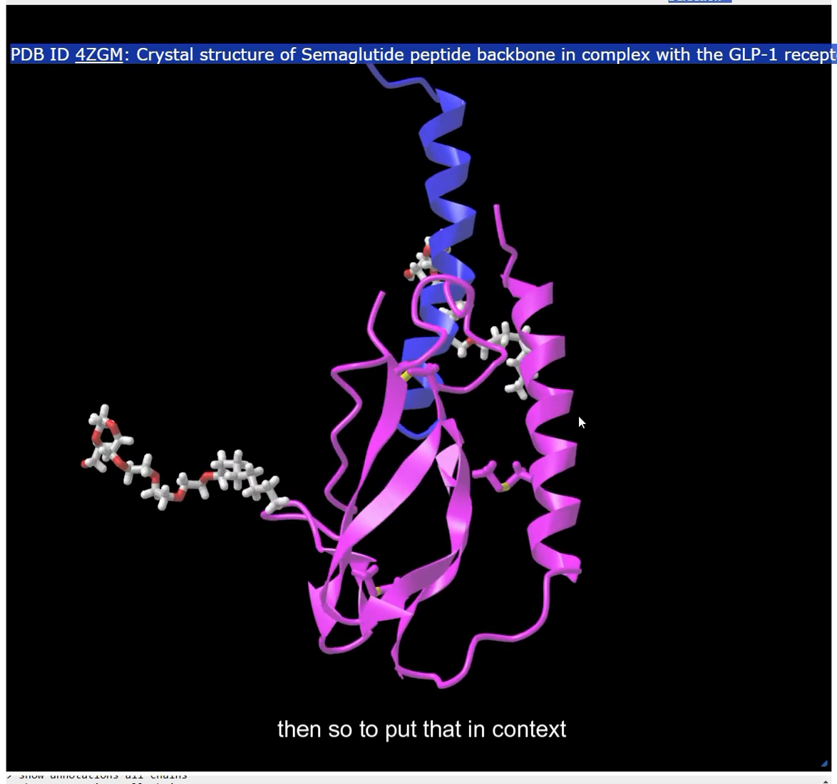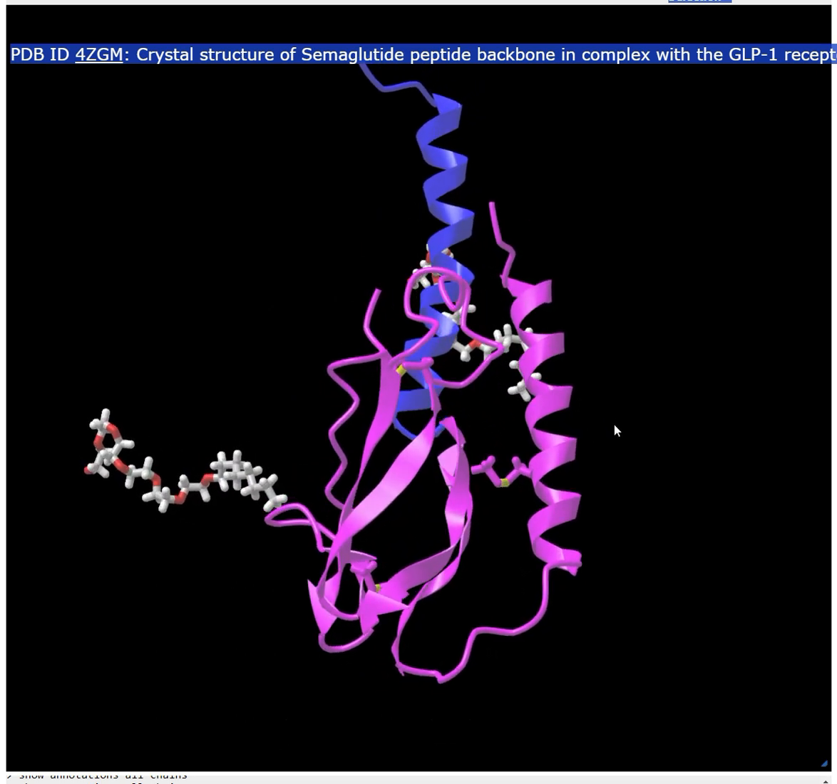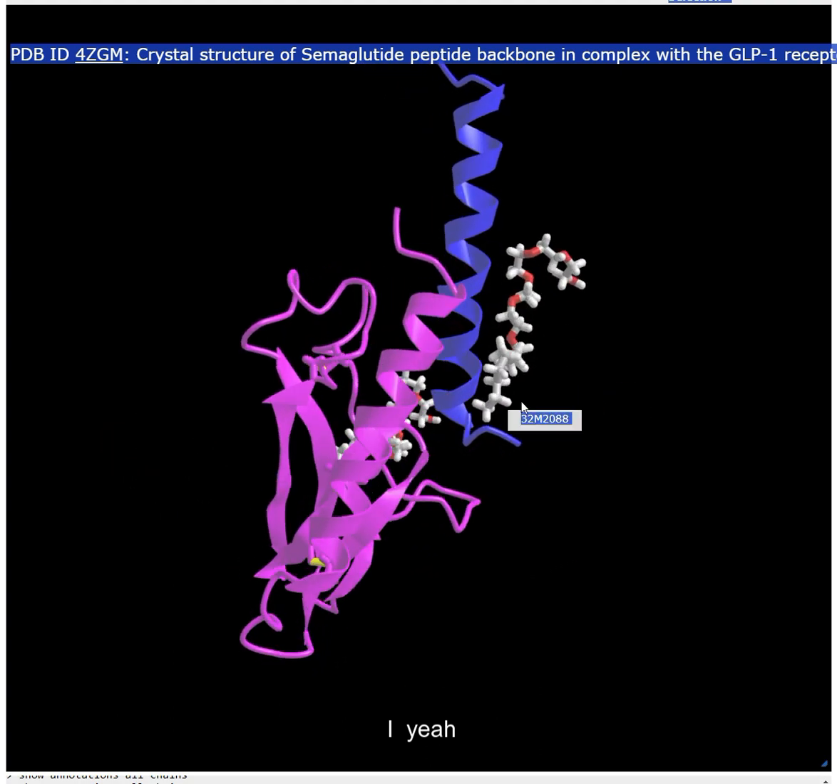So to put that in context, how many times a minute does the blood circulate through the body? Because the GLP1 will be carried in the bloodstream, right? Yeah, it's associated with the albumin. Right. Okay, that's right. So there's a pool of it. Never mind. All right. Yeah, you're right.